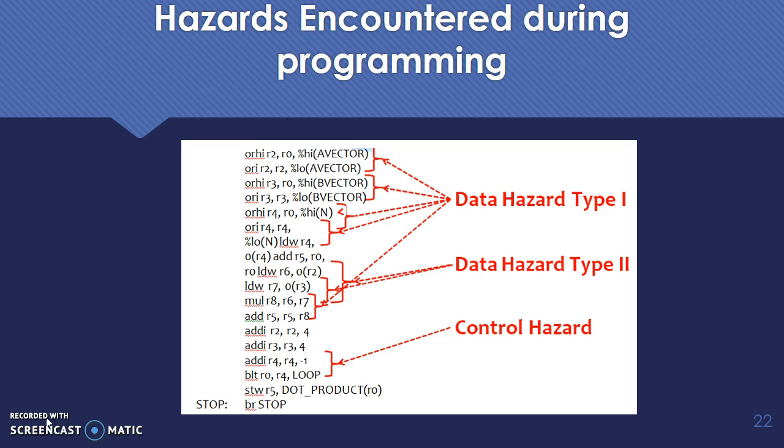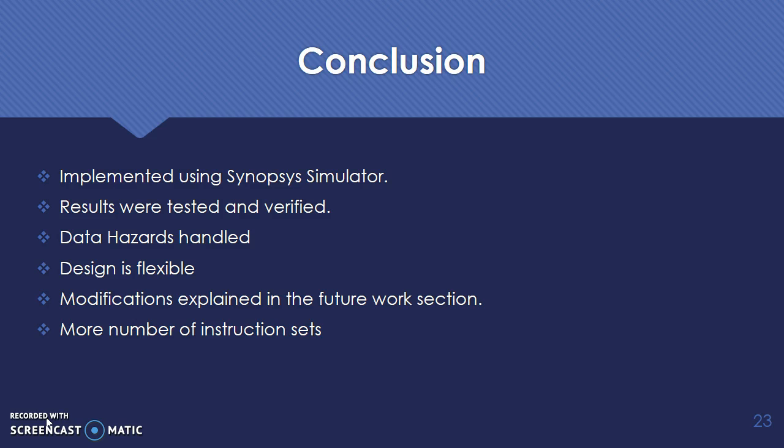Hazards that are encountered during design are of 2 types: data hazard and control hazard. Stalling was used to eliminate this problem. Thus we say NIOS 2 architecture was designed using the Synopsys simulator. Results were verified and tested. Hazards were handled using stalls.